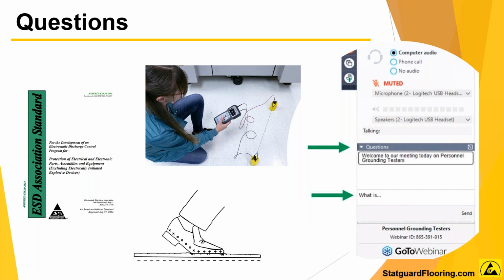The ESD Association, ESDA.org, is where you can find them. The S20.20 is a free document, right? I believe the STM 97.1 and 97.2 are paid documents. But if you become a member of the ESD Association, there's a discount for those. Correct.